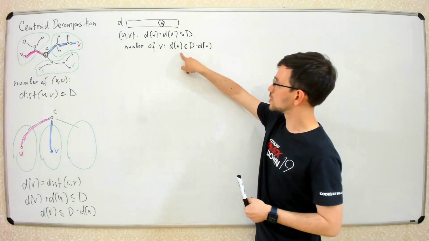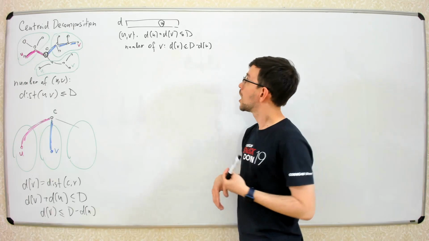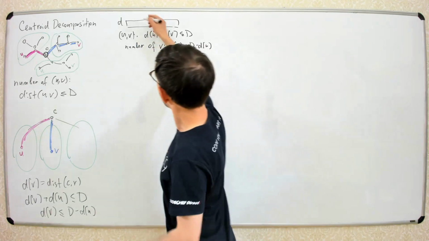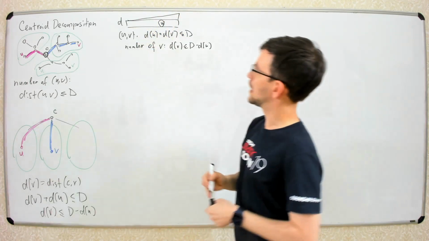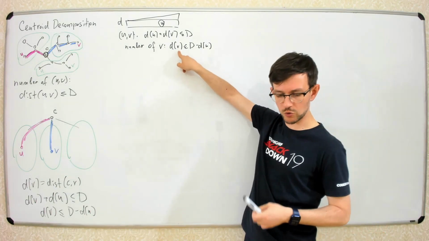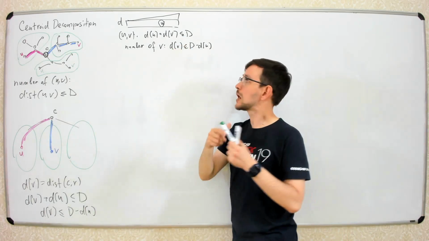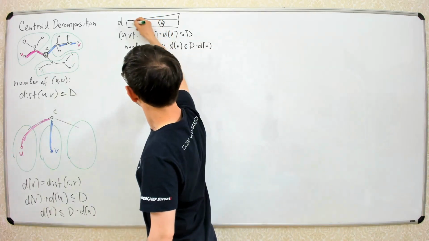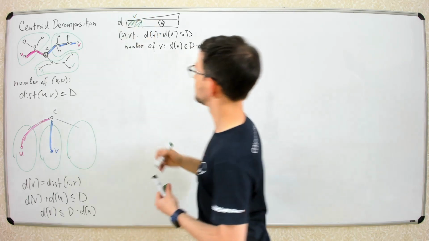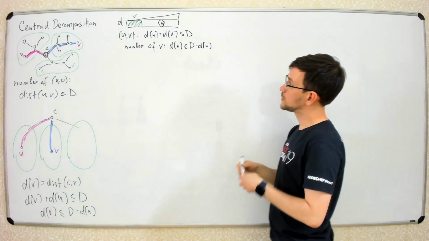How to calculate the number of such nodes? Pretty simple. You can just do binary search. You sort this array, and then all the nodes you need to find form just a prefix of this array. So you make a binary search in this array and find that these are all possible nodes V you need to find.